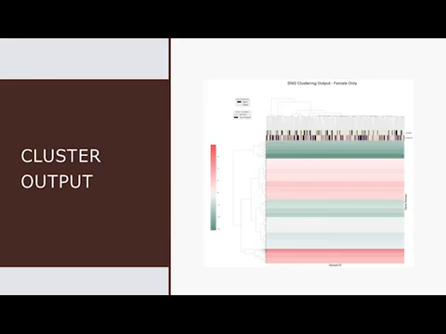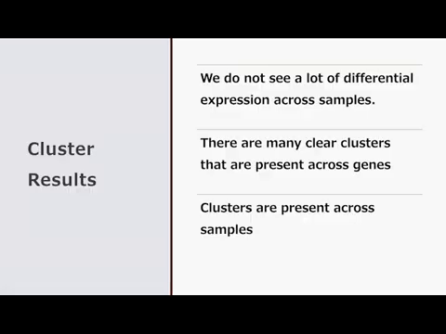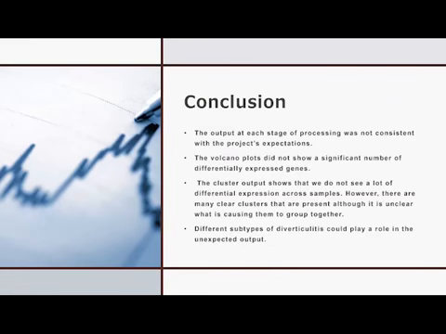However, if you look at the dendrogram, you can see that there's clustering going on, but we don't know exactly what is going on to cause the groupings. So, like I said, not a lot of differential expression across samples. There are many clear clusters that are present across genes and across samples. But in conclusion, we don't know what is causing these clusters to group together.